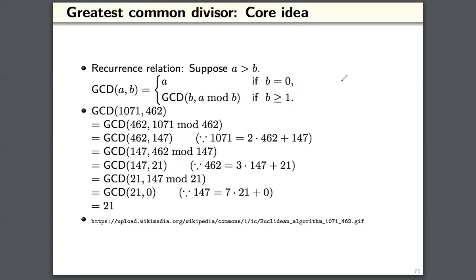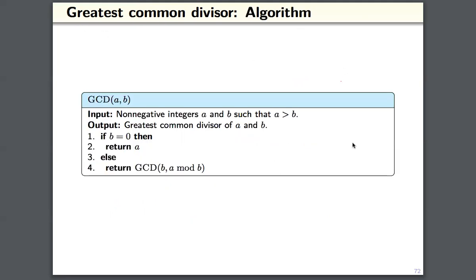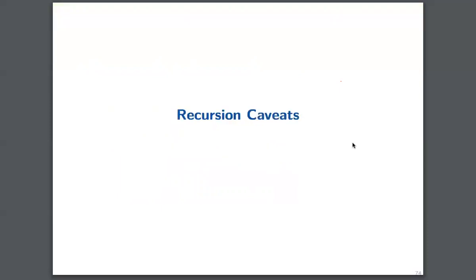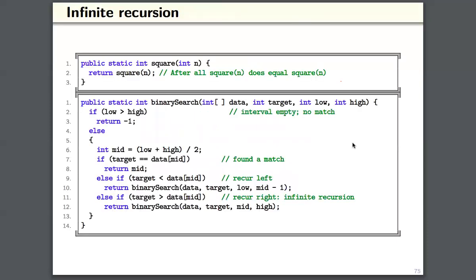What is the complexity of this? We will not analyze it here, but remember that it is of this order. The analysis of this is out of scope. Time complexity, and space complexity, is log of min of A comma B.